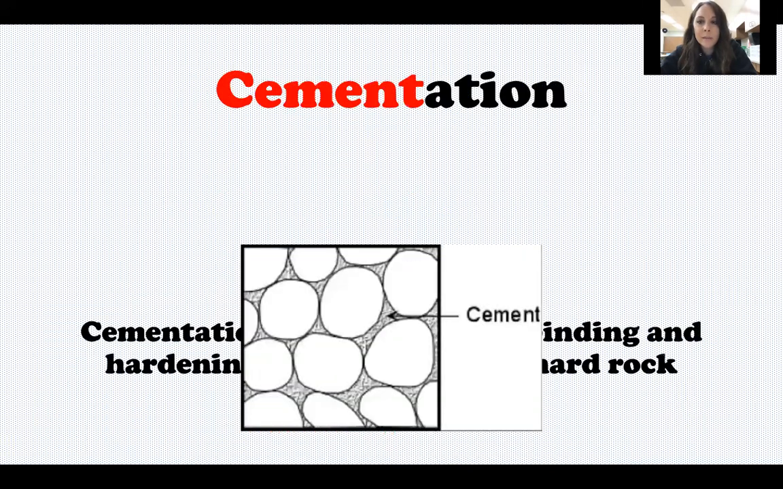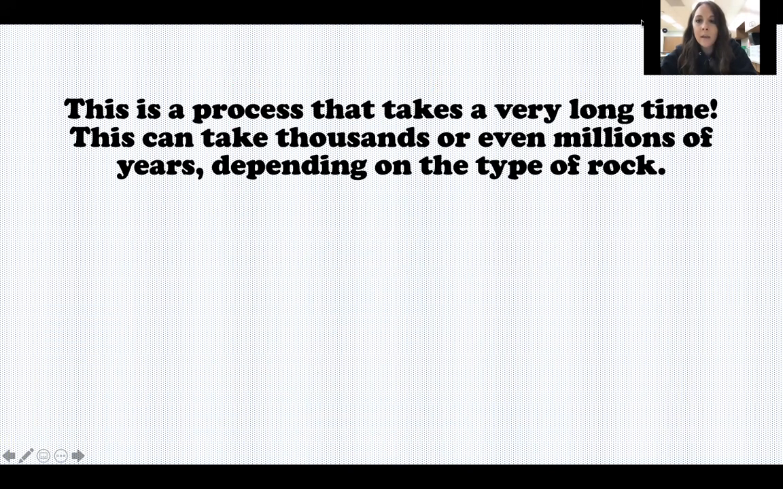So a couple things I want to tell you about sedimentary rocks. Again, I mentioned this, but I want to remind you, this is a process that takes a very long time. This can take thousands or even millions of years, depending on the type of rock. This is not a change you're going to see overnight. This is not a change you're going to see over a year or just a couple years or even your lifetime. This is a very slow change because think about it. First of all, you have to have rocks that get broken down by wind, water, ice, or plant roots. That takes a while.